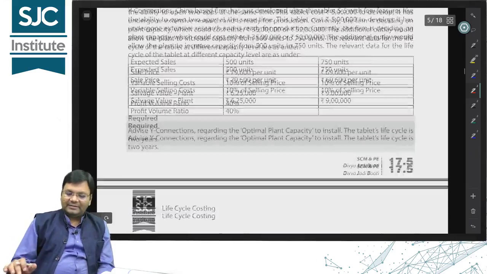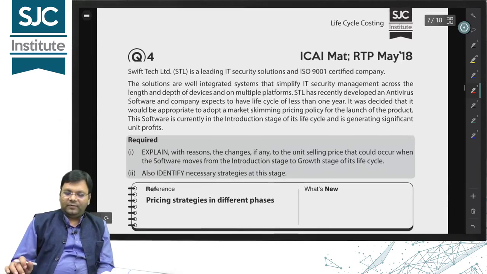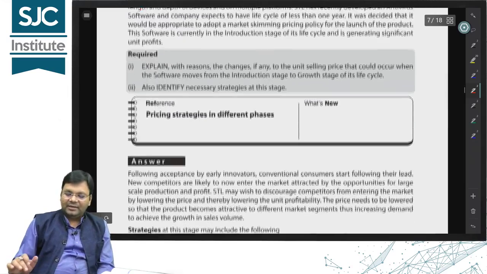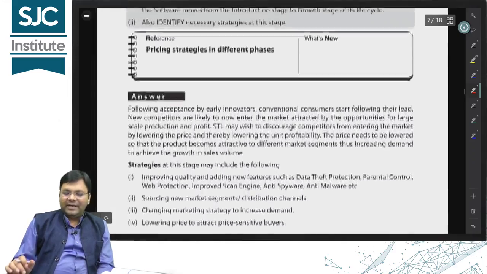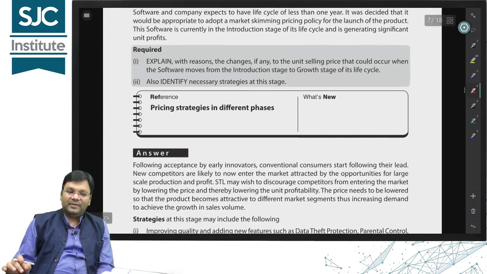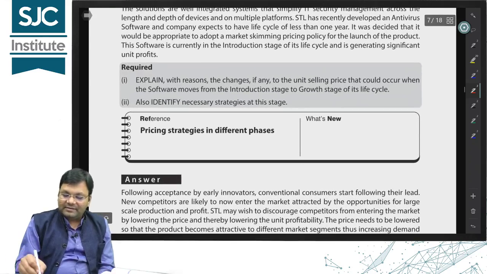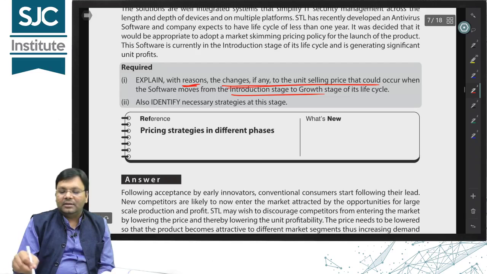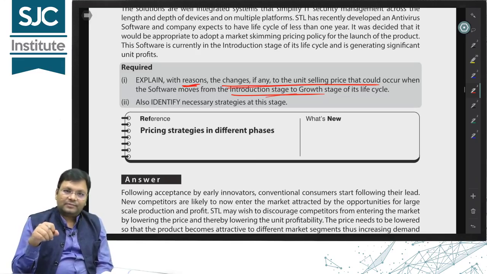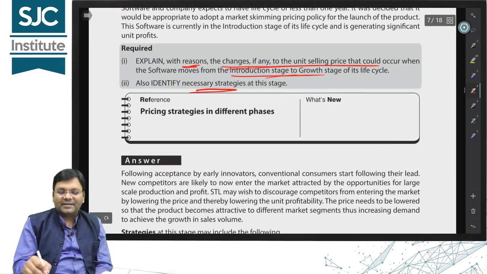3 I will do with you next session, don't worry. 3 I will do. 4 is same as question 2. So you need to read it out immediately by the day end, because today everything is very light in your mind and you will be able to easily recall everything. Explain with reasons changes, if any, to unit selling price that could occur if software moves from introduction to growth stage. So what can be the reasons? And in reasons they are also elaborating about some of the characteristics of growth stage also. Identify necessary strategies at this stage.